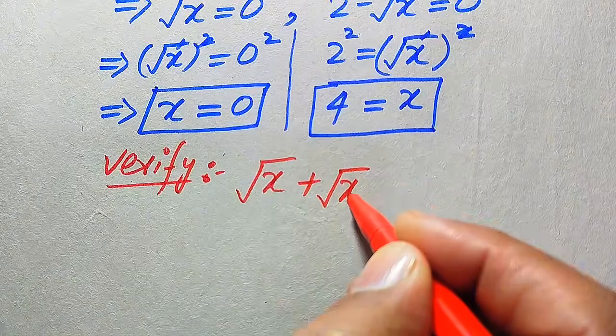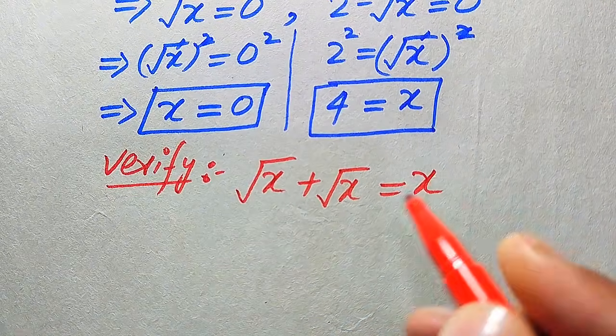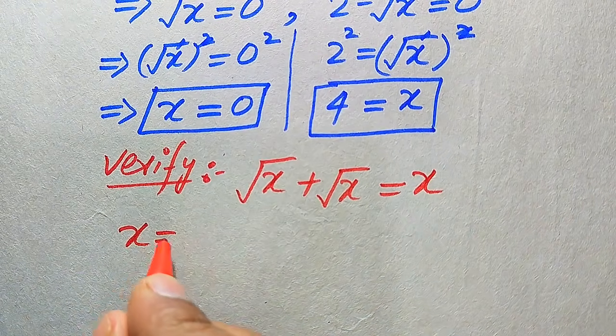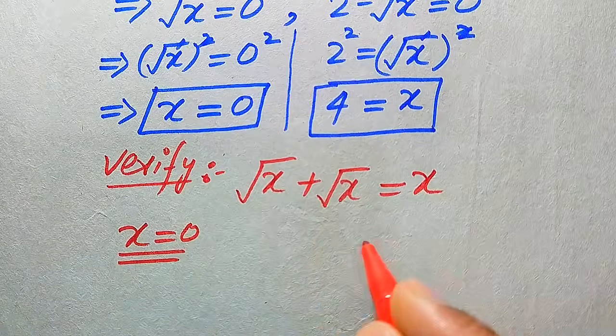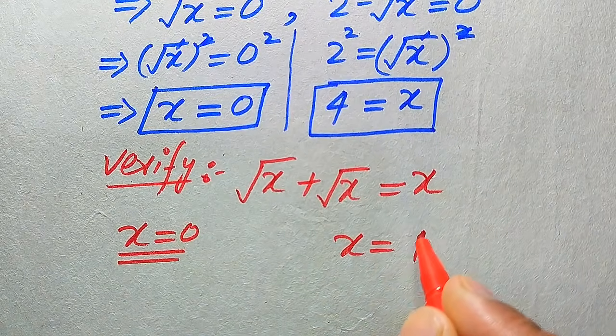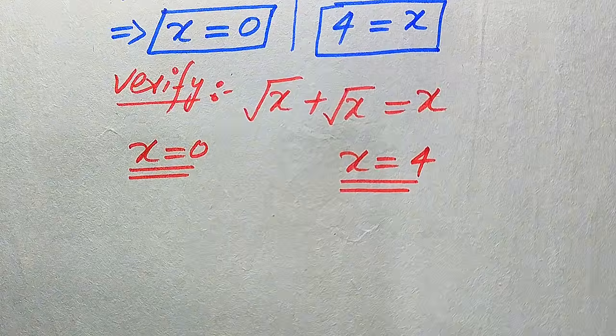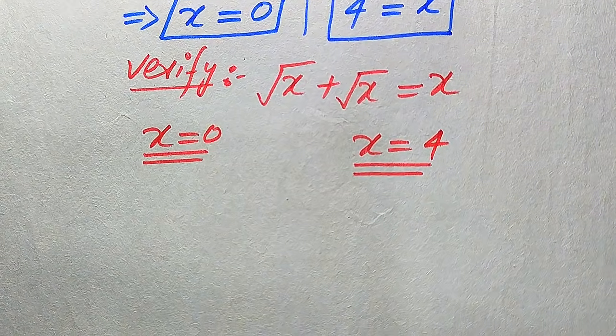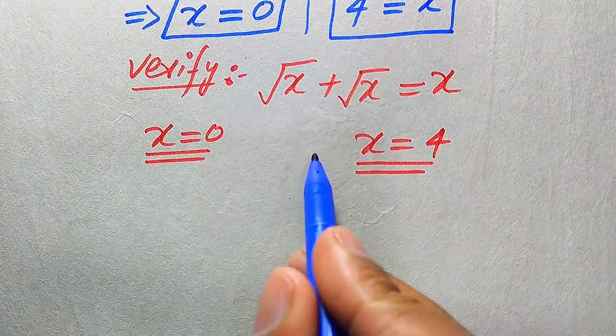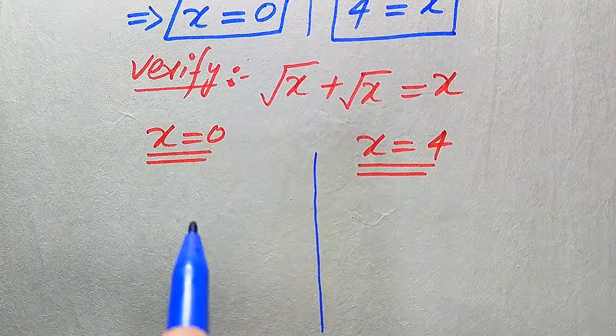Here it is: square root of x plus square root of x is equal to x. On this side we will verify x equals 0, and on this side we will verify x equals 4. So here we verify both of these two roots. First we put x equals 0 on both of the sides and we check its behavior.